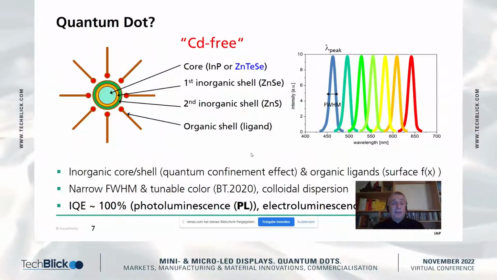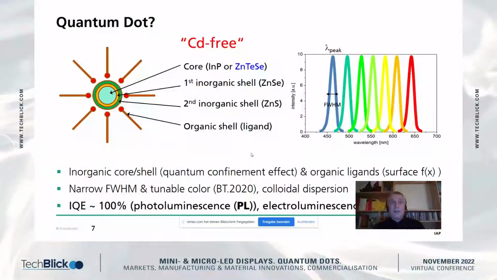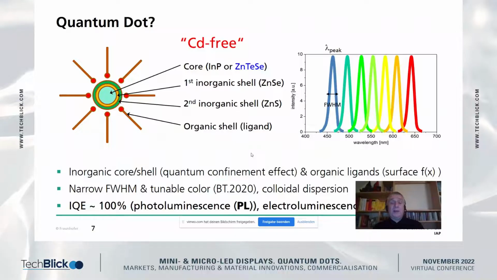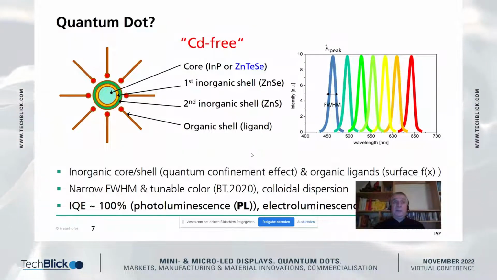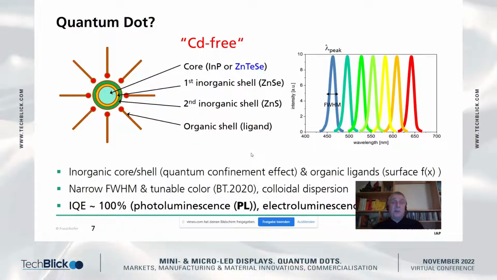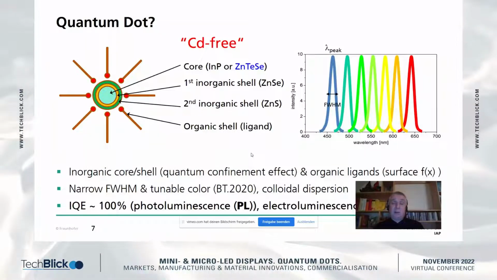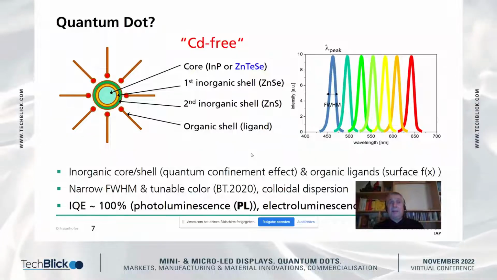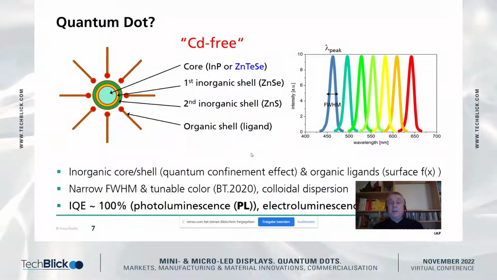I think the different shells are necessary to adapt the lattice mismatch between the core and the shell. And the other reason is that to reach a very high internal quantum efficiency, it's very important that you have no defects in the different shells and that you protect the shells from the environment. The organic ligand is necessary to protect the particles against agglomeration. And as you can see on the right-hand side, we can tune the emission wavelength, the emission properties, exactly.